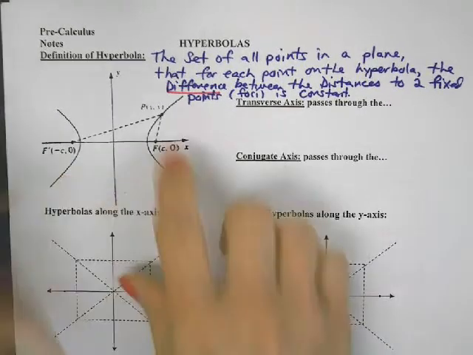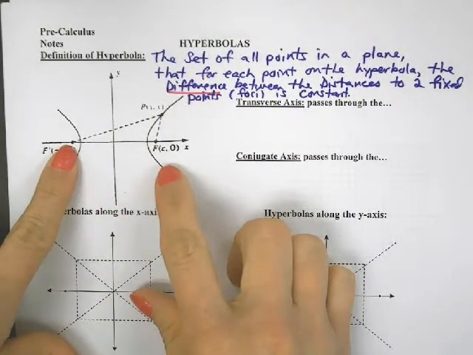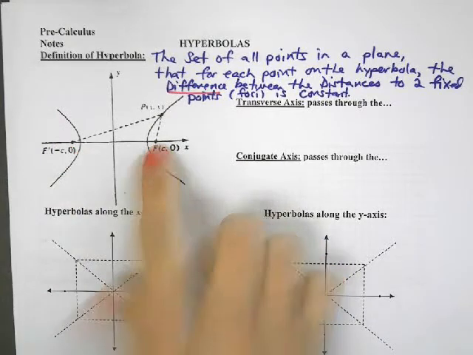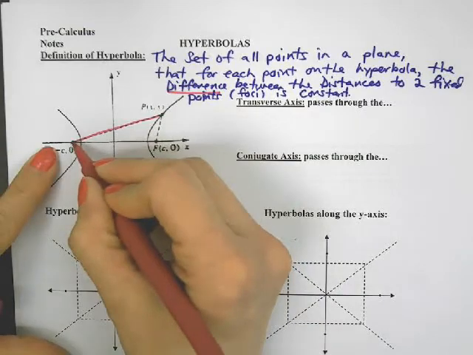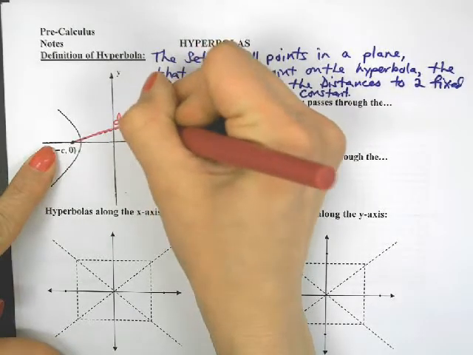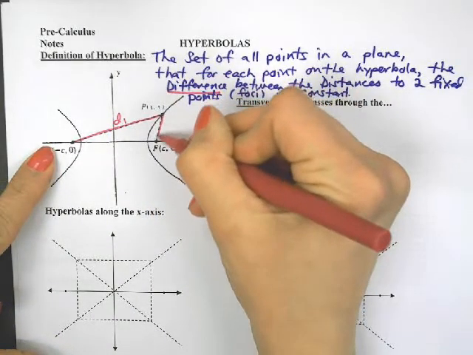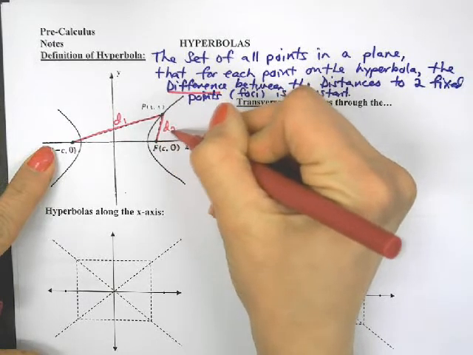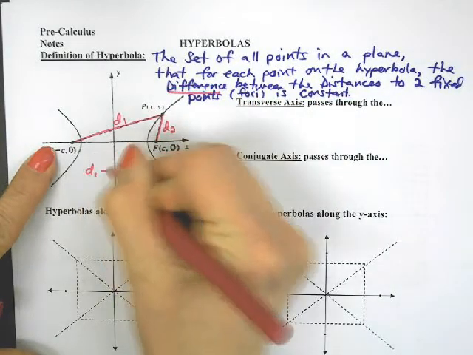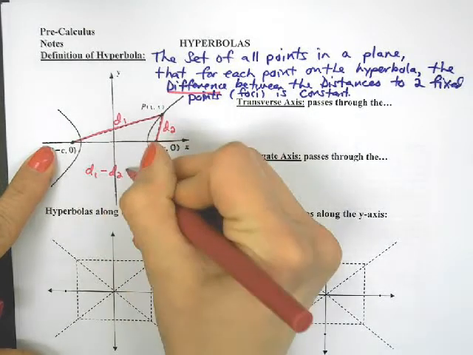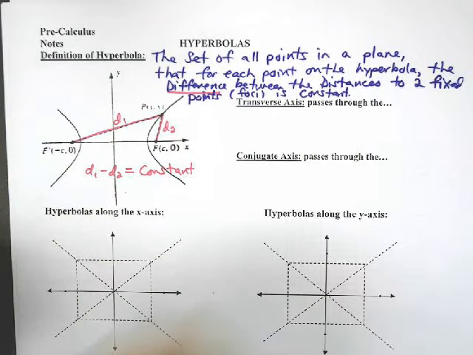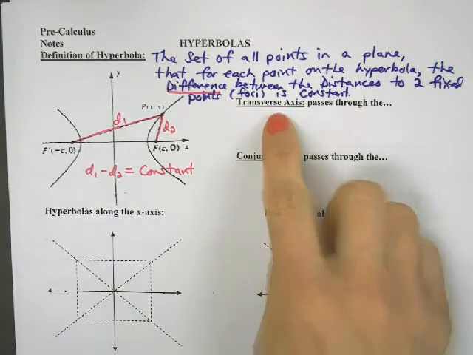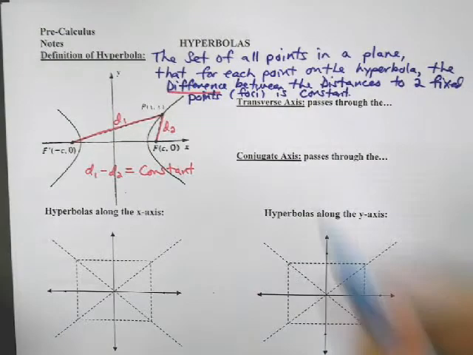Okay, so if I take a look here, here's a hyperbola. I've got a focus point and a focus point. If I take a look at the distance to this focus point, I'll call that D1. And then the distance to this focus point, I'll call that D2. And all of the D1s minus the D2 is the difference, which is constant. I don't know if it's going to be 10 or not, but it's the same.